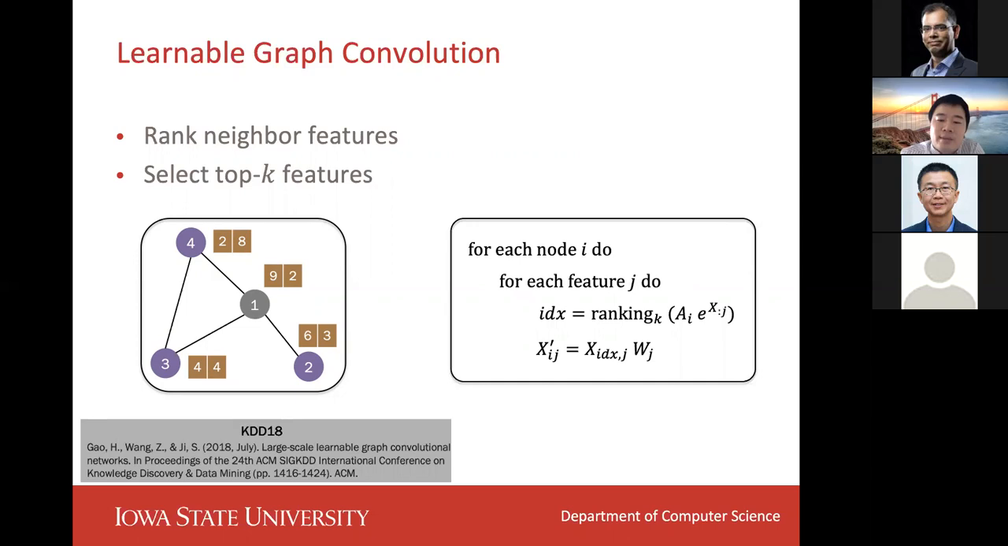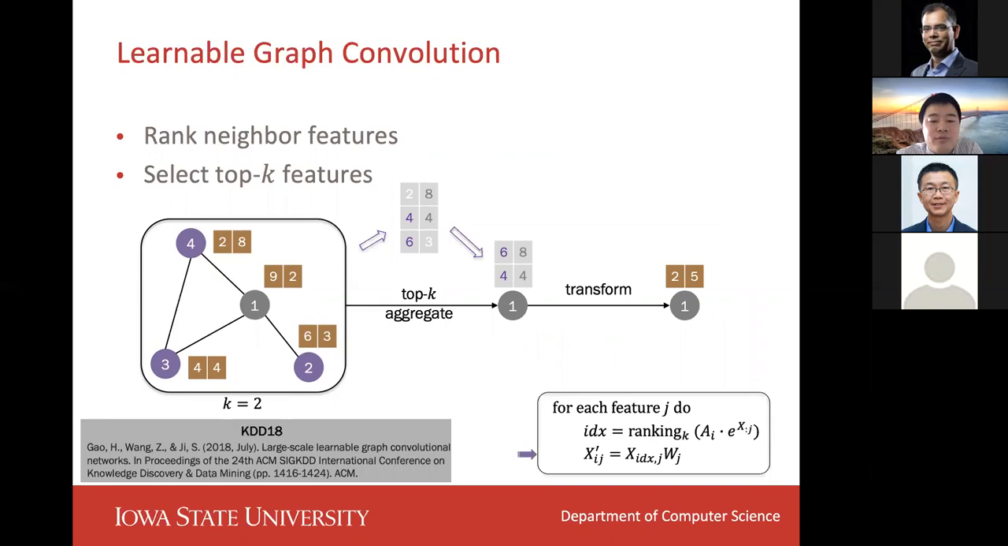Next, I will use a small example to illustrate this algorithm. In this example, node 1 has 3 neighbors and 2 features. In the first feature space, we rank the first feature and select the 6 and 4 from node 2 and node 4. And in the second feature space, we select 8 and 4 from node 4 and node 3. In this way, we can aggregate k by c features for the center node. Then we apply a linear transformation to produce a new feature representation for this node. This gives different weights, or trainable parameters, to the features when they do the weighted summation. In this way, it can address the limitation and assign trainable weights to different neighbors.